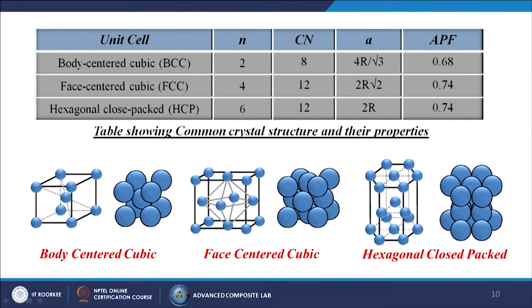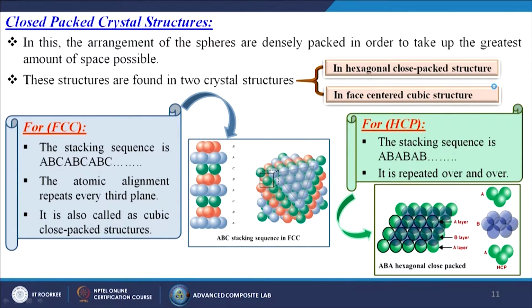For body centered cubic, it is 4R by root 3, where R is the radius of that particular atom. For face centered cubic, it is 2R root 2, and for hexagonal close packed, it is 2R. And what is the atomic packing factor? For body centered cubic, it is 0.68, for face centered cubic it is 0.74, and for HCP it is 0.74 also. Now, we are going to discuss the close packed crystal structures.